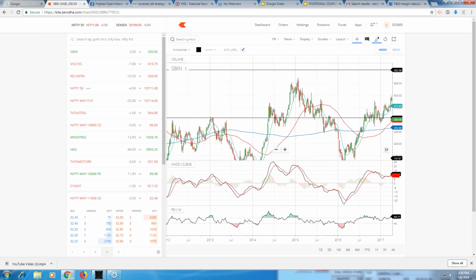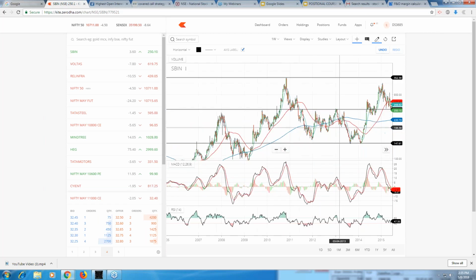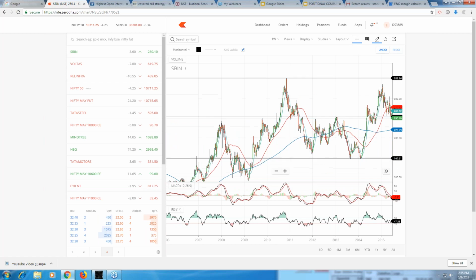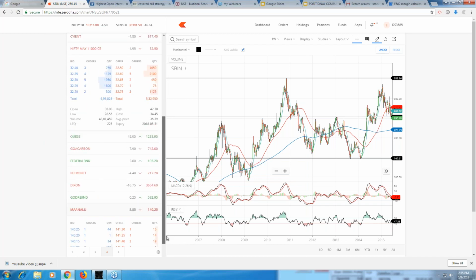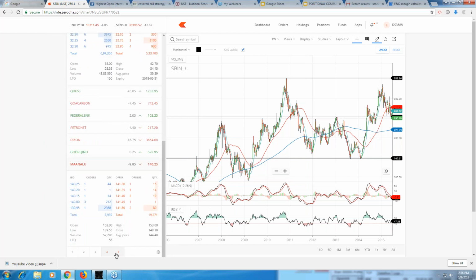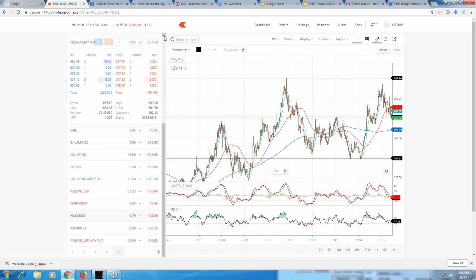So what I would suggest, if you want to trade in futures and options, just master 2-3 volatile stocks, which give you good momentum every day, and you should be able to know their directions. You should be able to know what's happening in those stocks every day. For example, let me take you to another stock which I feel is very important and good.